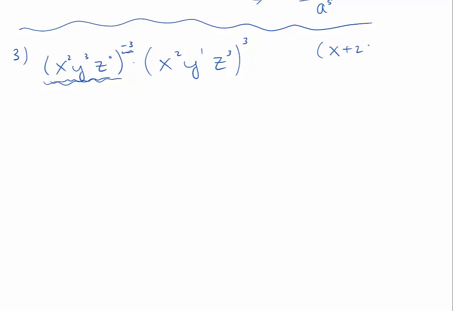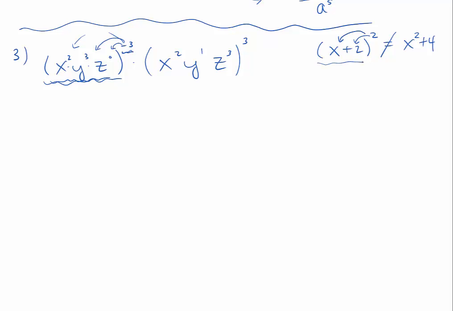If I have like x plus 2, and I say, oh, I'm going to square that, it is not okay to say, okay, x squared is x squared and 2 squared is 4. This does not equal x squared plus 4, right? However, since everything is being multiplied in here, I can just distribute this 3 to each one of these exponents. And that's, in fact, what I'm going to do.